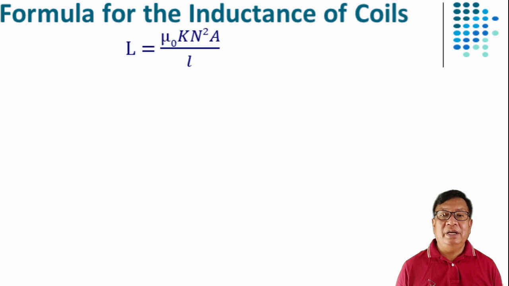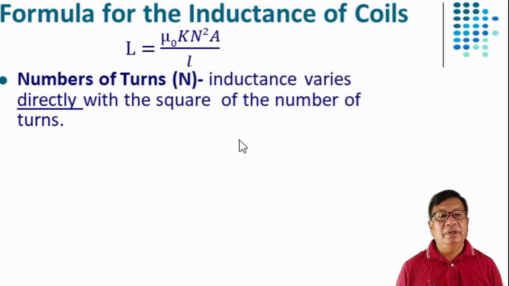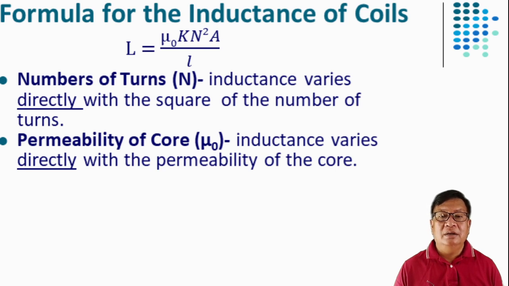Okay, so we have this formula of inductance in a coil. So mayroon po tayong N po dito, this is the number of turns. Okay, this inductance varies directly with the square of the number of turns. And mayroon po tayong mu sub O, tinatawag natin po itong permeability of a core. This mu sub O will be based on the relative permeability of the conductor. Okay, mamaya mayroon po tayong tinatawag na relative permeability. And this permeability, mu sub O, is the permeability of a conductor or a core.